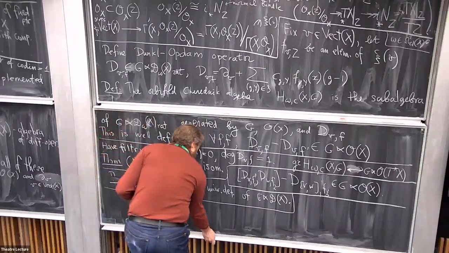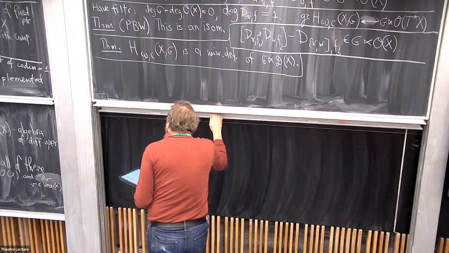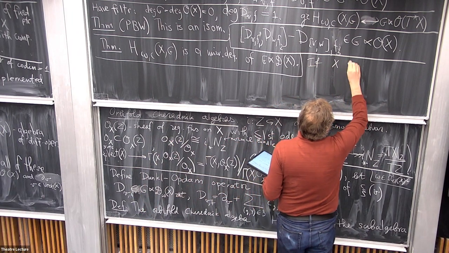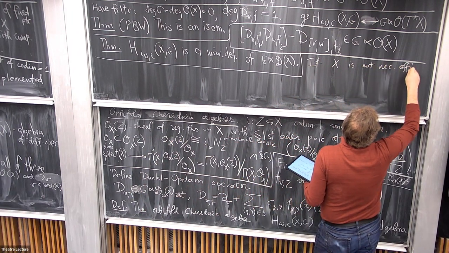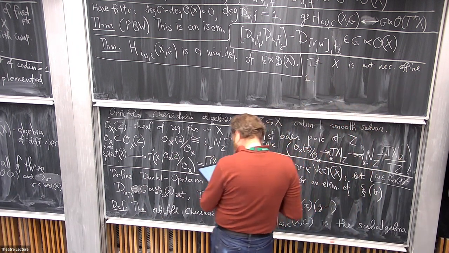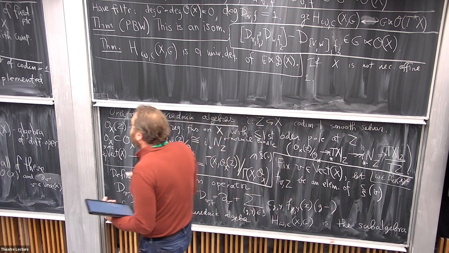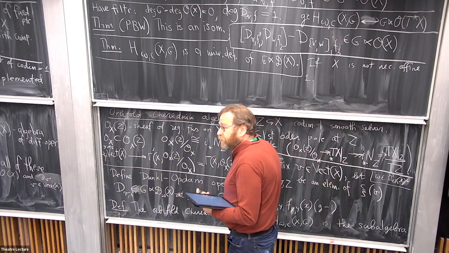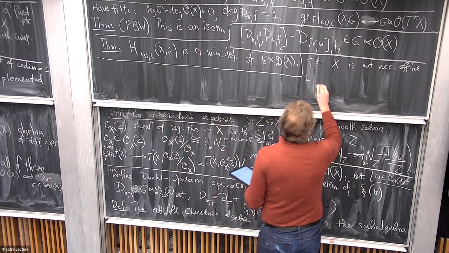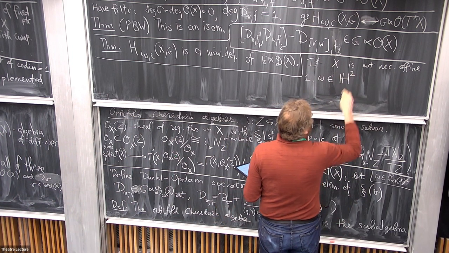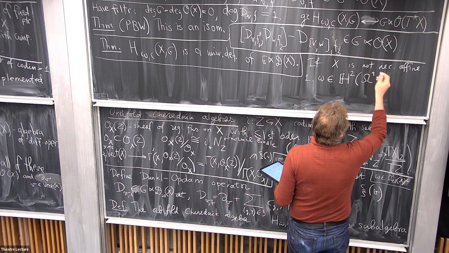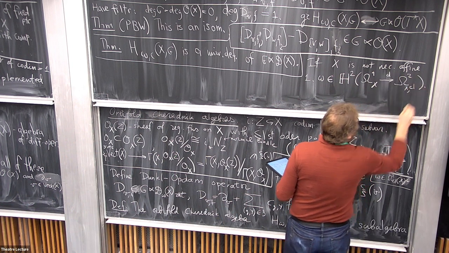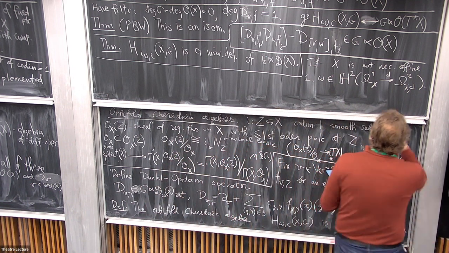Let me describe what happens when X is not affine. There are two small changes that you have to make. First of all, the twisting for differential operators will not be in H2 anymore, but it will be in this Beilinson-Bernstein space of twistings for differential operator algebras on X. So omega is going to be in the hypercohomology H2 of the complex of one-forms mapping to closed two-forms. You take this complex of sheaves and compute its second hypercohomology.